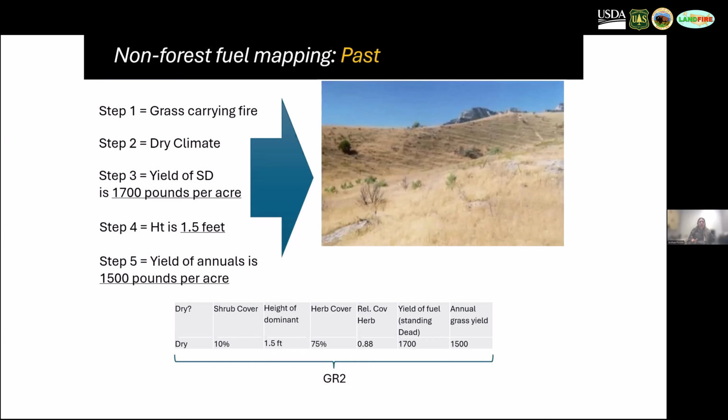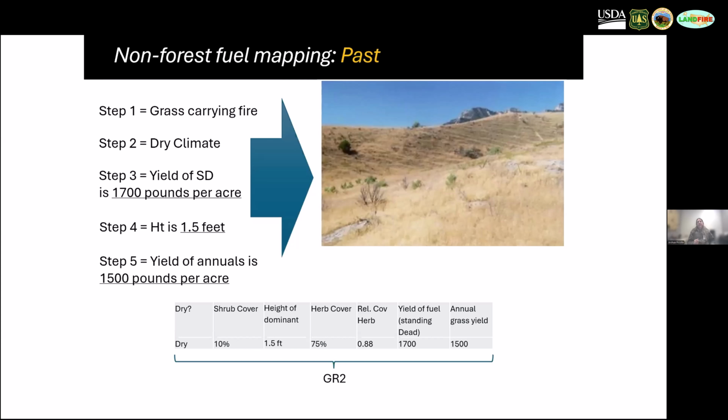And you can see from step 3, there's a lot of standing dead fuel, the SD component. There's 1,700 pounds per acre, which is going to strongly affect fire behavior. And the height in this example is only 1.5 feet, so you're obviously not going to get as high a flame length as you would in a forested system. And the overall yield of the annual is 1,500 pounds per acre.